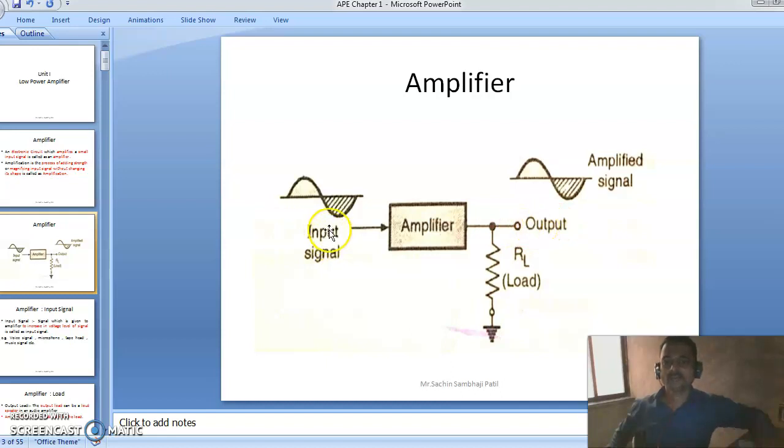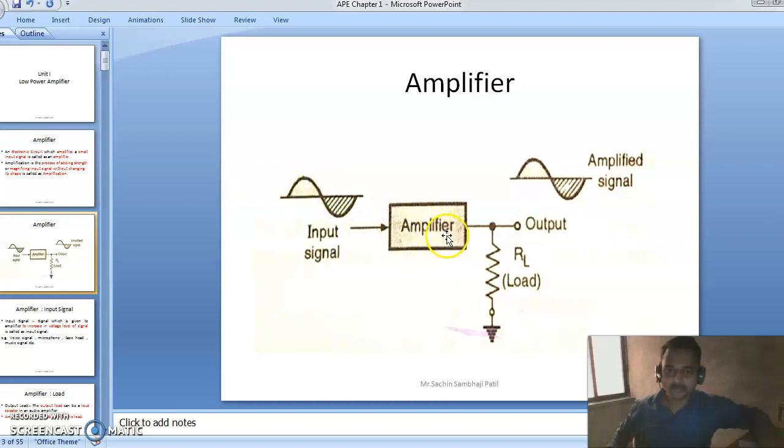The input signal may be any kind of voice, television picture, or any information signal, and that signal is given to the amplifier block. This amplifier block consists of an active device, an active component, that is a transistor or operational amplifier, which magnifies the strength of the input signal and increases the voltage level of the signal. We can see the signal changing with respect to time t, and this is the voltage level of the signal.